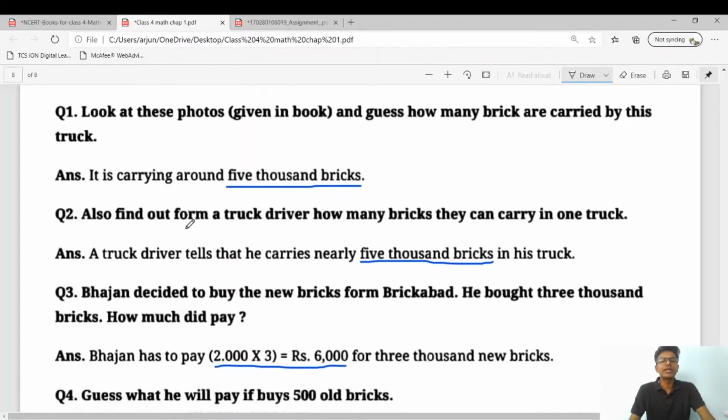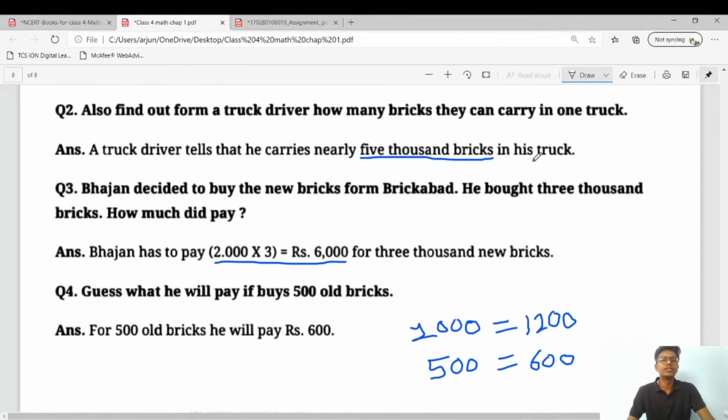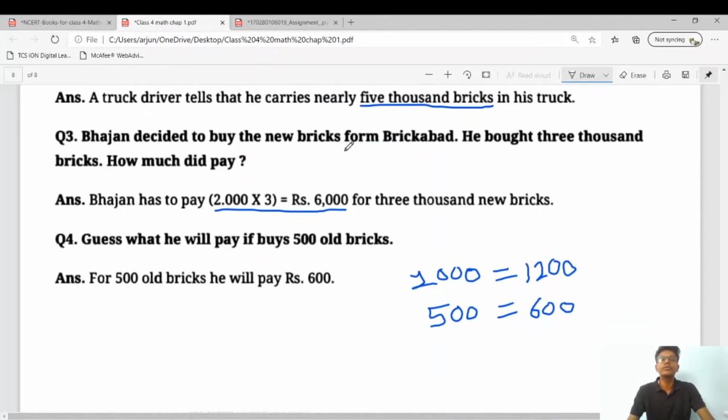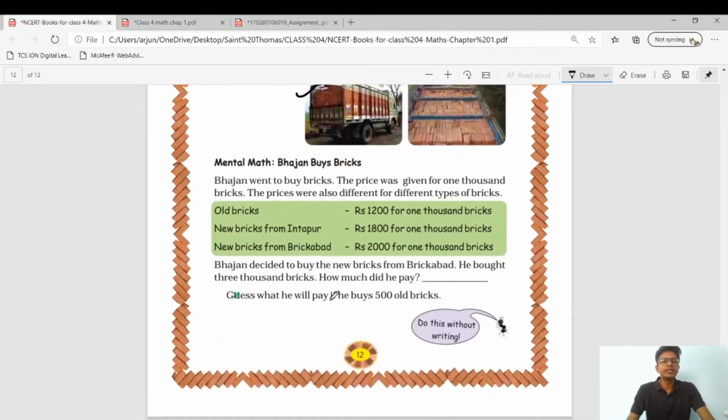Now also find out from a truck driver how many bricks they can carry in one truck. A truck driver tells that he carries nearly 5,000 bricks in his truck. Bhajan decided to buy new bricks from Brickabad. He bought 3,000 bricks. How much did he pay? So let's see. Here it is written.